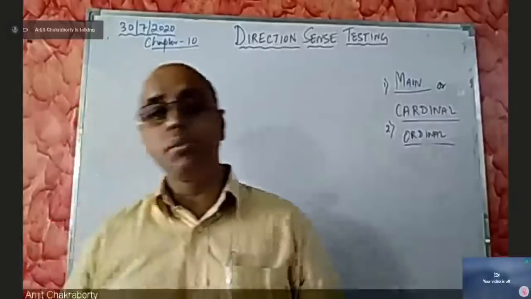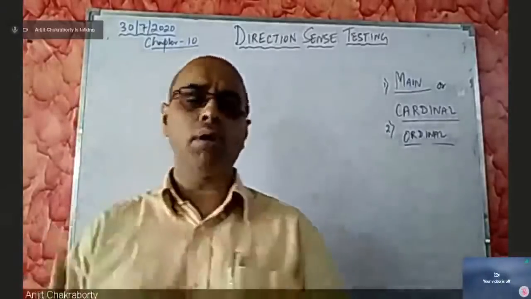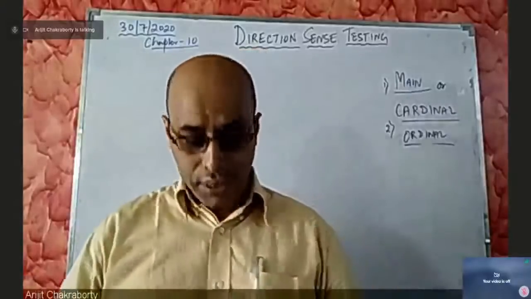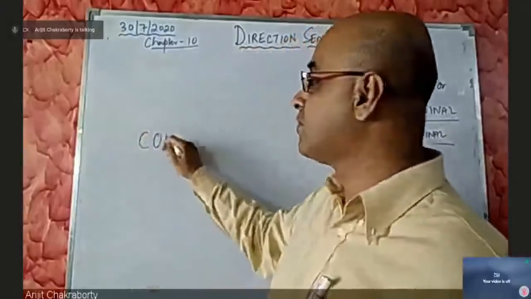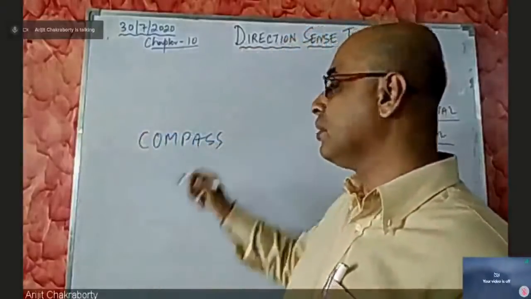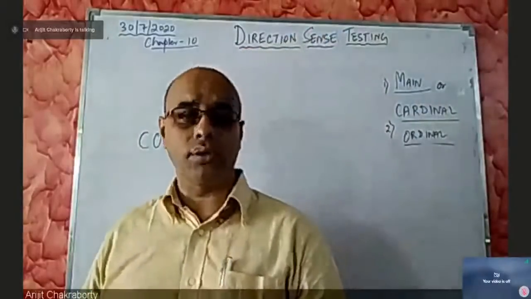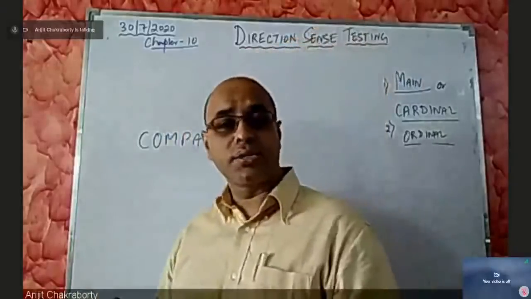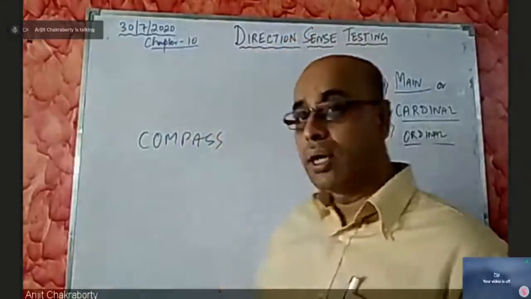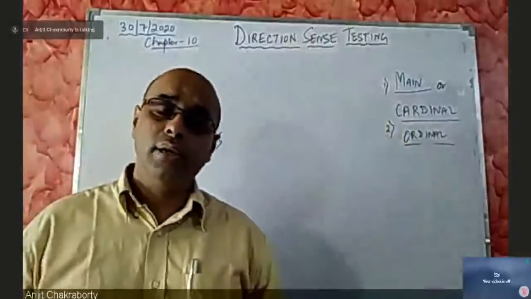So let's move on to direction sense testing. And here, the very important 4 directions. We have something called a compass, right? A compass gives you direction. A magnetic compass always points towards the magnetic north. So we talk about 4 directions which are known as, what I've written here, the main directions or the cardinal, right?